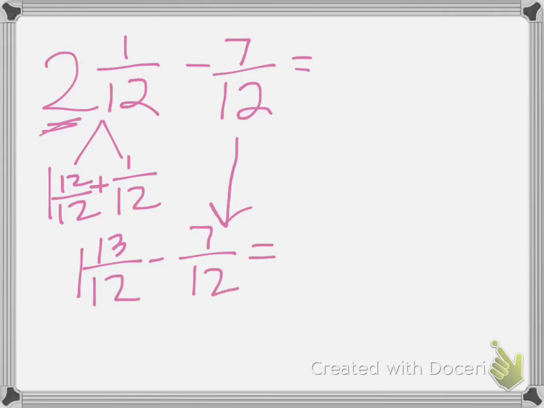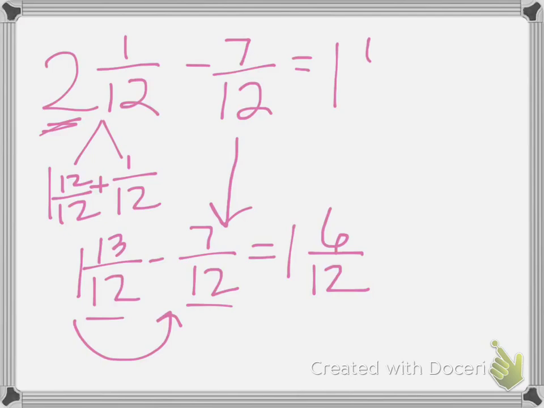So now I can say, well, a whole minus, well, there's none here, so I still have my 1 whole. And then I can do 13 take away 7. Because, again, my denominators are still the same. So go ahead and do 13 take away 7. Hopefully you got 6. And your denominator stays 12. 1 and 6 twelfths. Go up, put that on our answer line, and we're good to go.